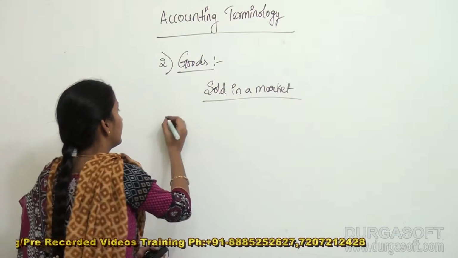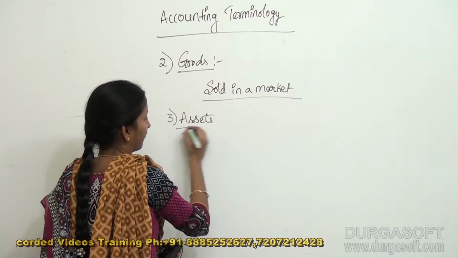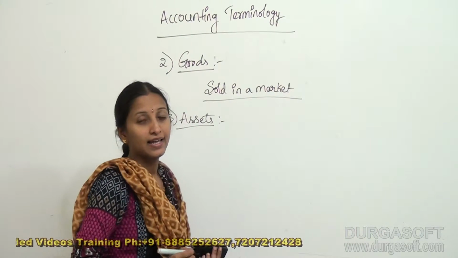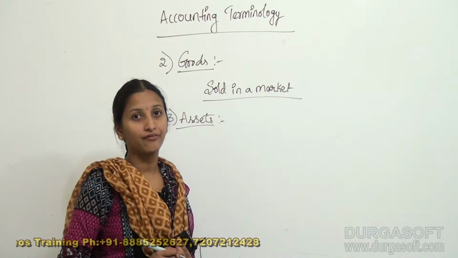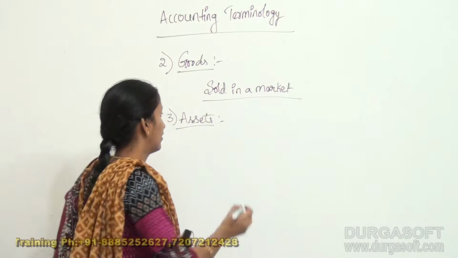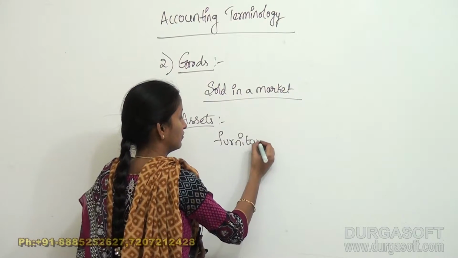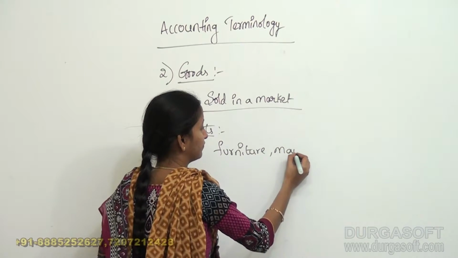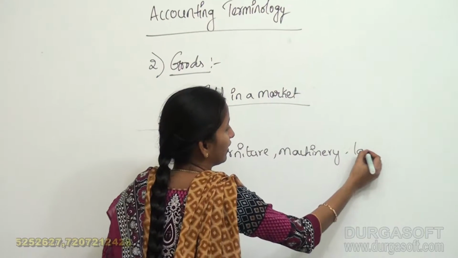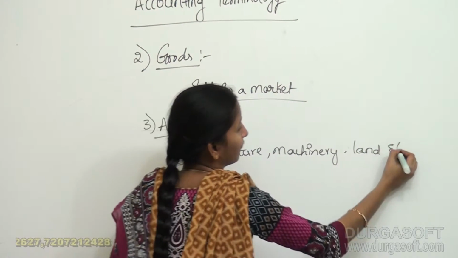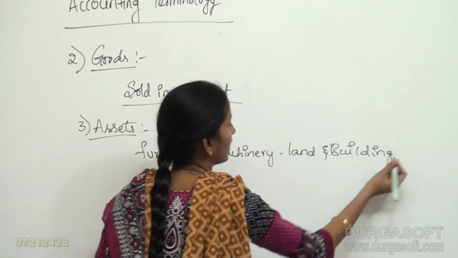And the third one is assets. We have different types of assets, for example, furniture, machinery, land and building. These are all our assets.